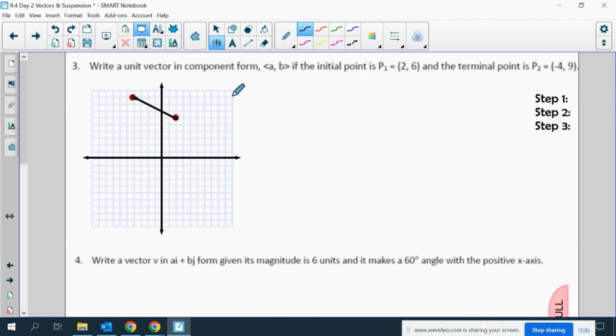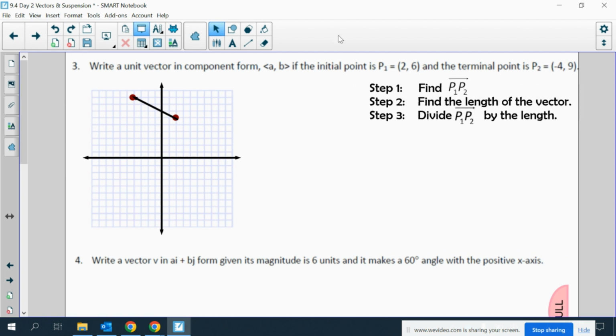Write a unit vector in component form. So that's the a, b with the pointy brackets. If the initial point is 2, 6 and the terminal point is negative 4, 9. So we already did this, but we'll practice it again. Step 1, we're going to find the vector. So the vector here, if you can't see it, the arrow is over here. But we're going to find the vector P1, P2. So we will subtract these two things from each other, and we will get negative 6, 3.